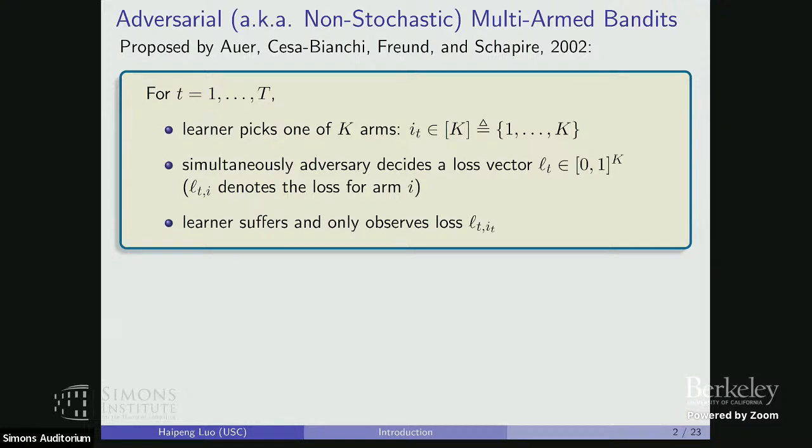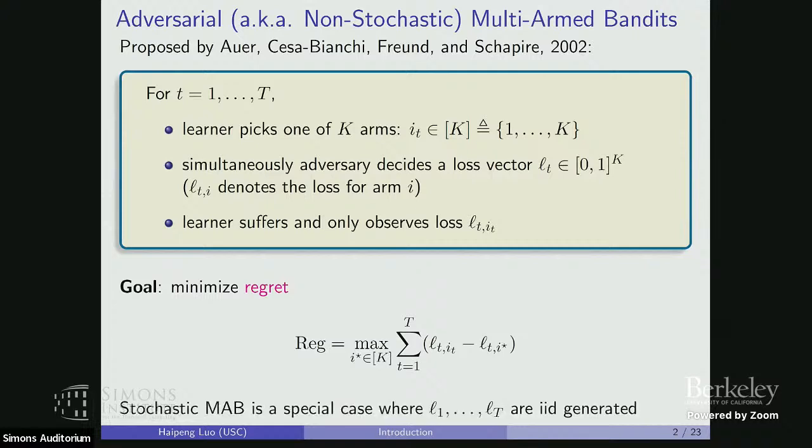So that's the formulation, and the goal of the learner is still to minimize regret, which is very similar to the stochastic case. So the regret is the difference between your total loss and the loss of the best fixed arm. I will use I star to denote the overall best arm in hindsight, and you want to compete with this best arm. If your regret is sublinear, it means that on average, you are doing almost as well as the best arm. Stochastic MAB that we discussed this morning is obviously a special case of this formulation where these loss vectors are generated in some IID way.